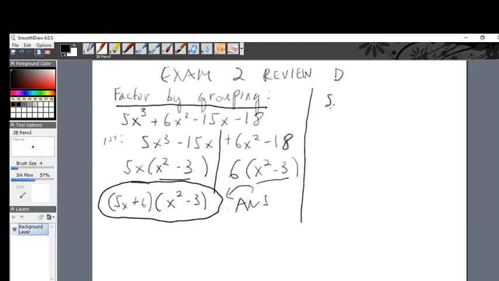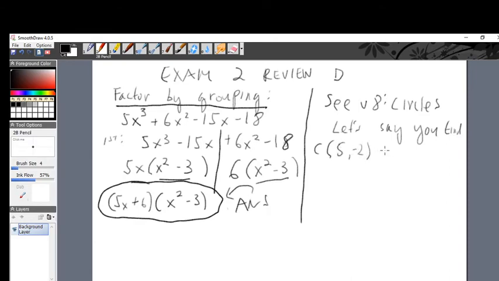Go see video 8. It's about circles. And I want to tell you one more thing to add to that. Go see video 8, Math 105 video 8. It's about circles. And let's say that you find the center of the circle, and it's 5 comma negative 2. And you also find the radius. You figure out that it's, let's say, 3.